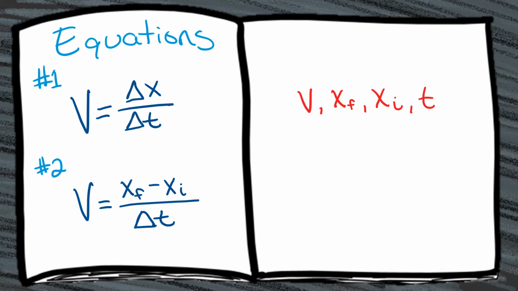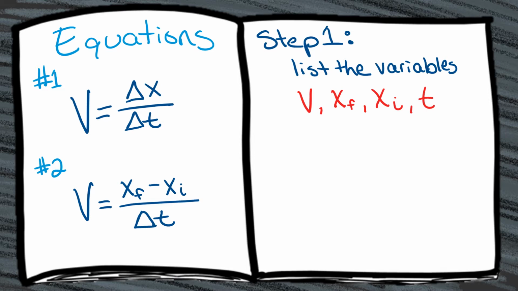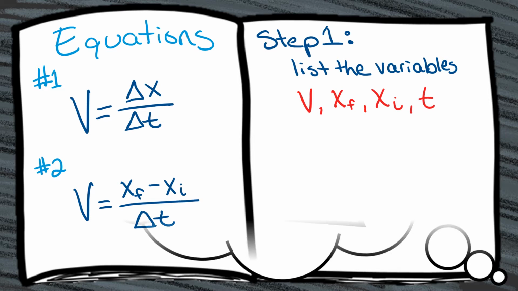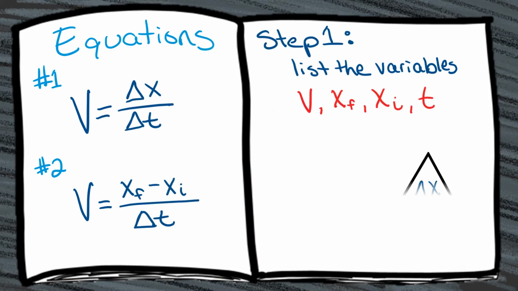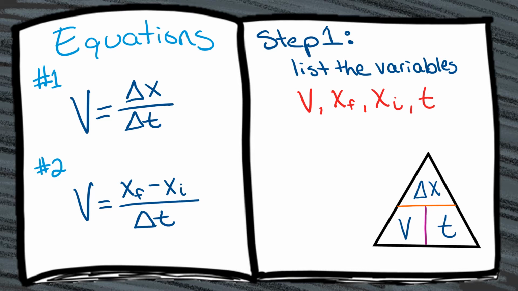We need to keep this in mind when we're looking at velocity problems, which is why our first step is always to list out the known variables and the unknowns so that we can identify which equation is appropriate for that particular problem. Yes, Alex, you could use the triangle method for the 3-variable velocity equation, which basically allows you to visualize how to rearrange the equation when solving for a variable other than velocity.